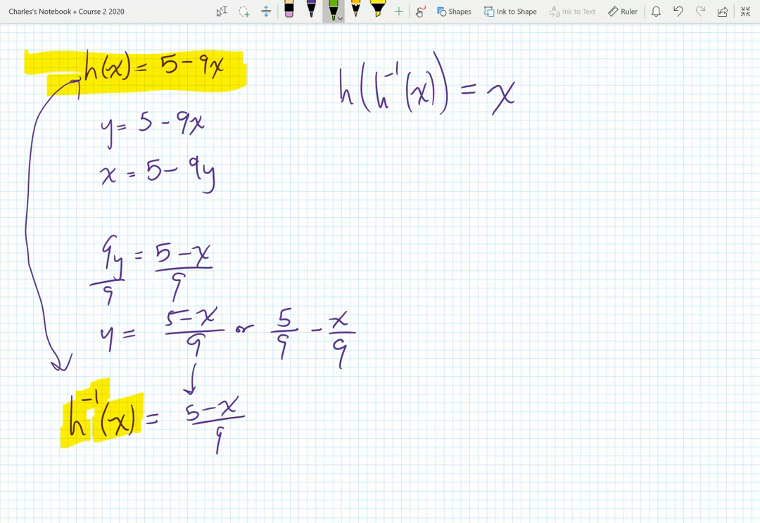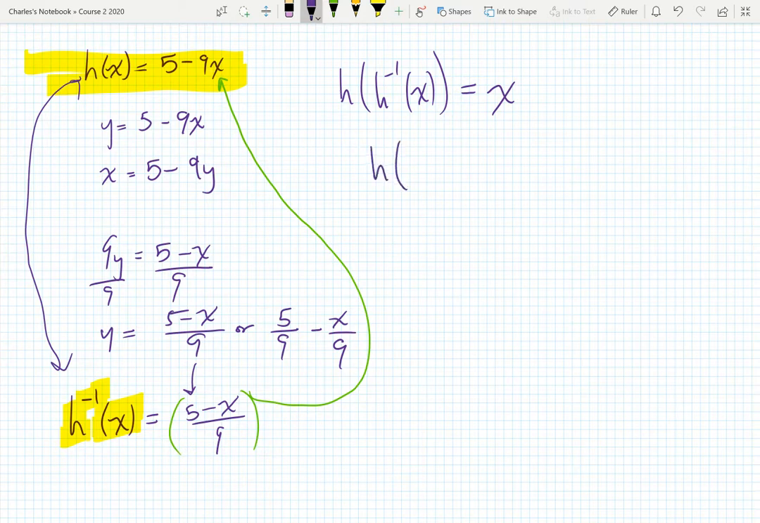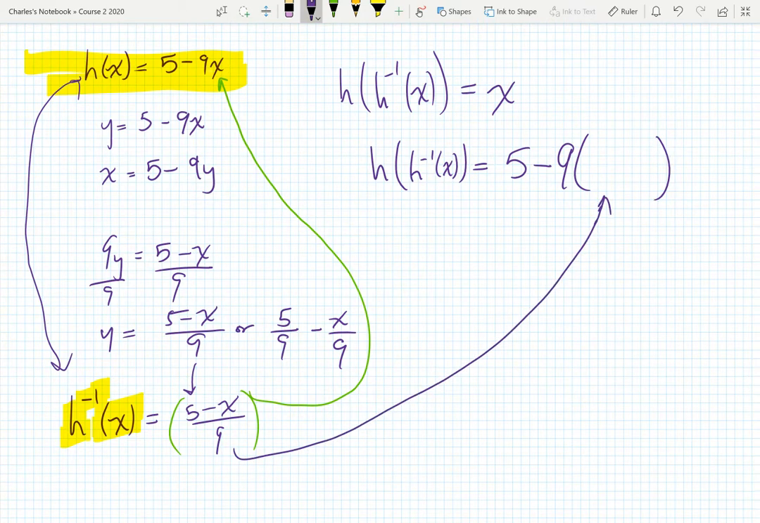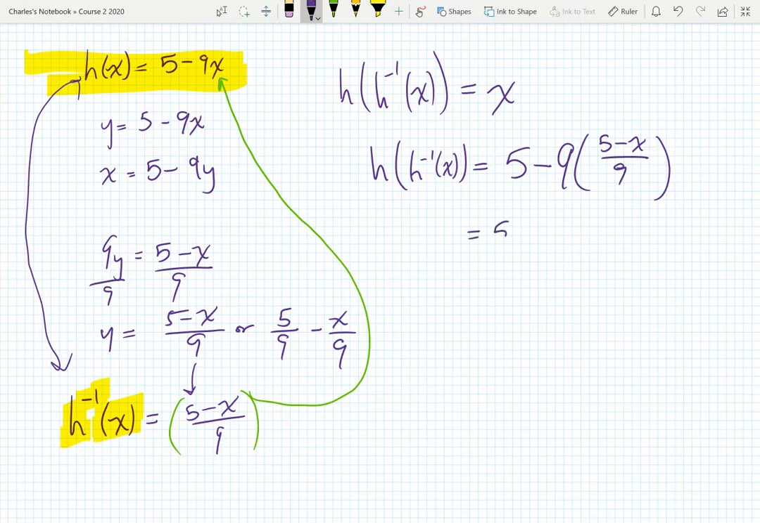And if I think of what is h of h inverse of x, well, it's taking this expression and plugging it in for the argument. The argument is what we call that thing inside the function of h of x. So when I do that, h of h inverse of x is going to be 5 minus 9 times something. And this something is going to be this expression right here, 5 minus x over 9. And now I have to do some work. What's nice here is this 9 is going to cancel that 9 right there.